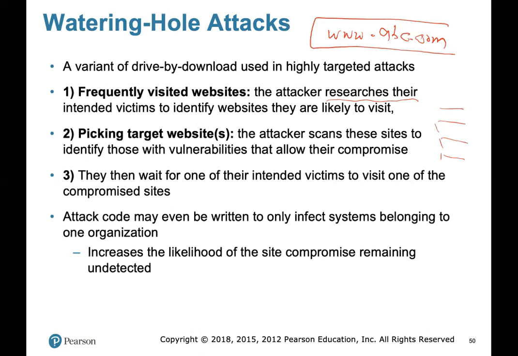I pick those, and of course some of them might be protected, might be secure enough, so as an attacker I cannot compromise them. But one of them, for example bac.com, I end up compromising. I inject my malicious code there, and the rest is just waiting. I wait for you to visit this website, and now I expect that you will be infected very soon.